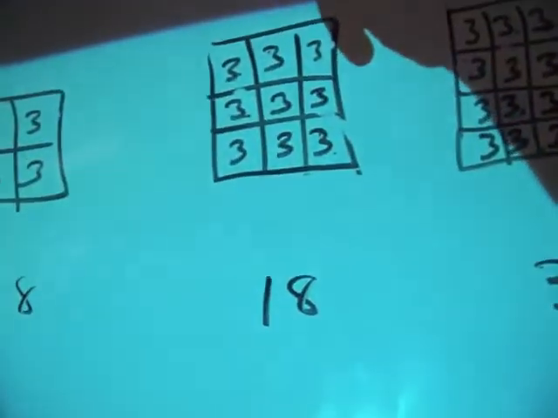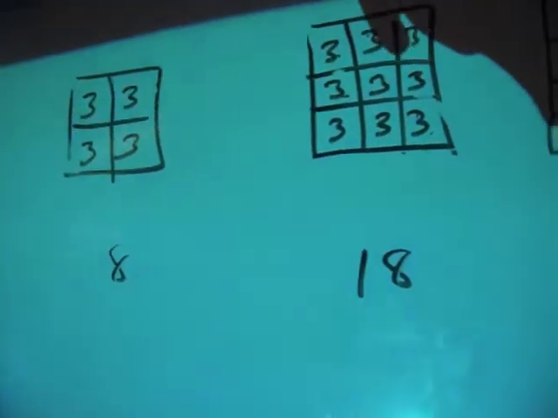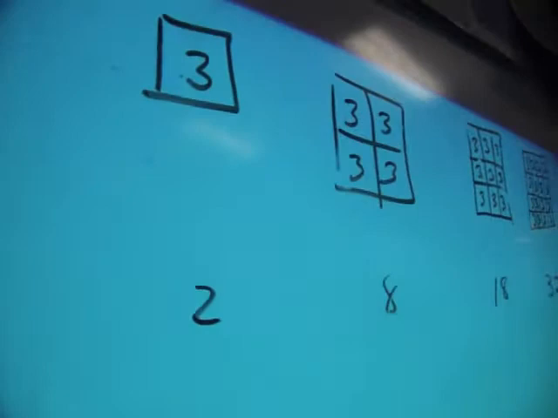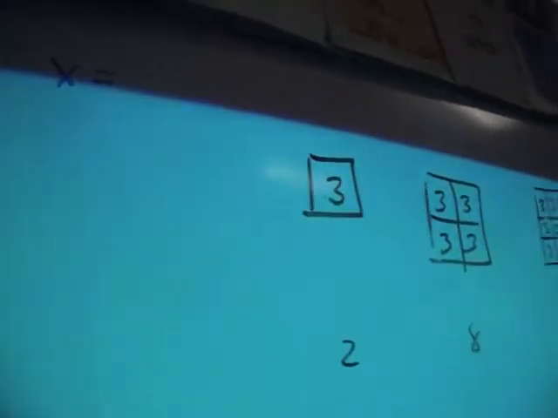Okay, so now, if I use this one, how much is that going to be? 12. Very good. How did you get to 12? Count by 3. 3, 6, 9, 12. Very good. All right. So 3, 12.